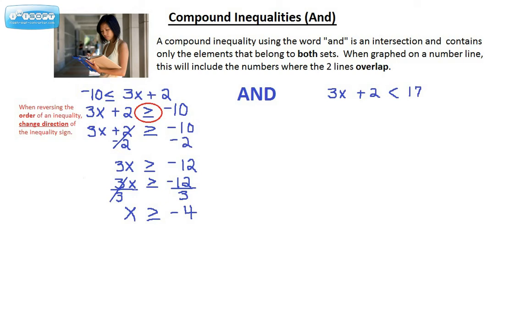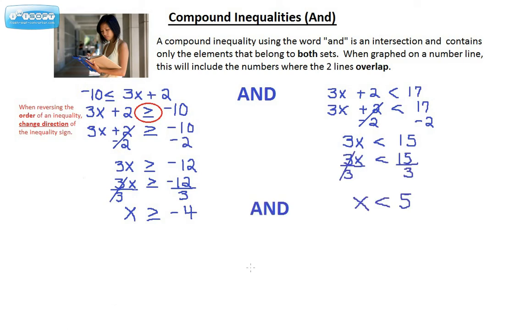Now let's solve our inequality on the right. First, subtract 2 from both sides to isolate the term containing x. Now we'll divide both sides by 3. And here we have our solution, x is less than 5. This is a compound inequality, so our final solution is x is greater than or equal to negative 4 and x is less than 5.